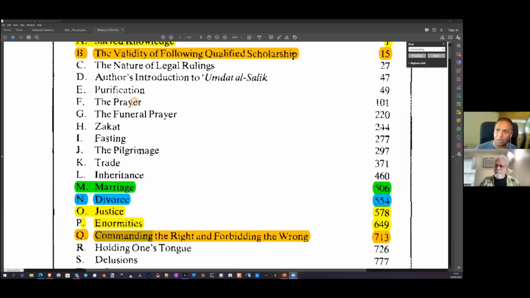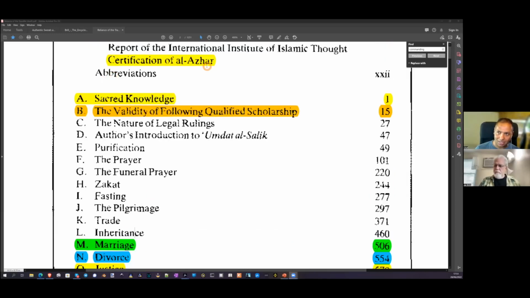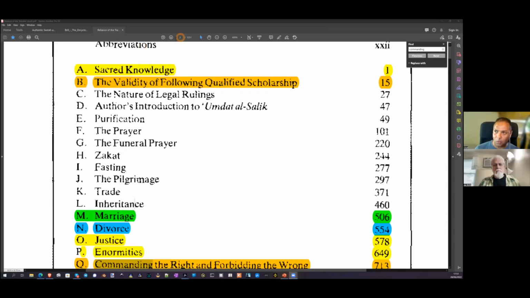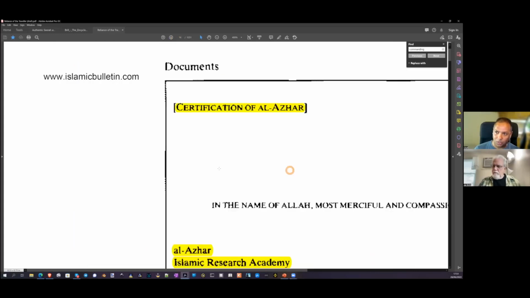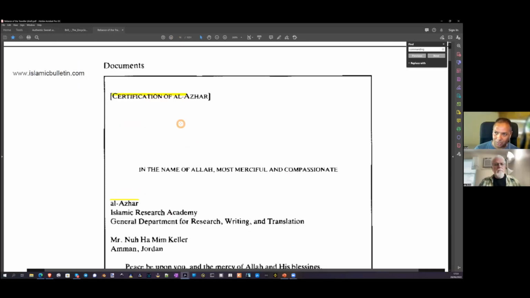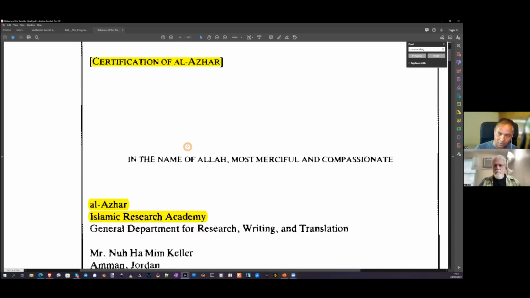But also notice here, you have a certification by Al-Azhar. It has numerous certifications to prove its authenticity from the major Islamic institutions in the world. And of course, look at section B, the validity of following qualified scholarship. That's a topic for another day, but the scholars, it is obligatory to follow them. I am going to go now to page 16 in the PDF, and I want to show you this certification of Al-Azhar University, who at the very moment as I'm showing this, will all suddenly become not real Muslims.